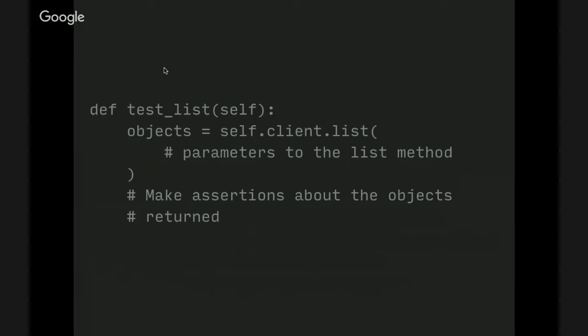We could say we are certain that the objects will only, if we have some kind of limiting parameter, like we only want 25 of those objects in the first page, then we can just assert that there's only 25 objects here. And that way, you can make better assumptions both about the behavior of the client, that it's doing the correct thing, and also about the data that you get back from the service.